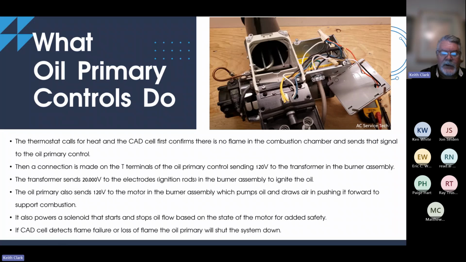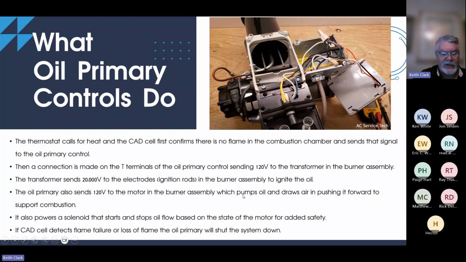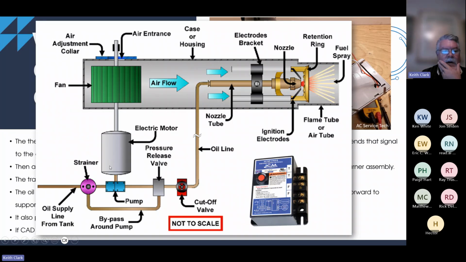It also powers a solenoid that starts and stops the oil flow based on the state of the motor for added safety. So this is a little solenoid there that will open or close based on the action of the motor. The CAD cell detects flame failure or loss of flame in the oil primary control, and then shuts the system down. So if there's a flame failure or loss of flame, the oil primary control will shut the whole thing down. So this is a little closer look of what's going on inside the burner assembly itself.